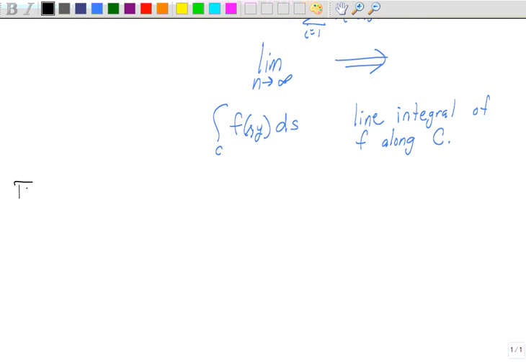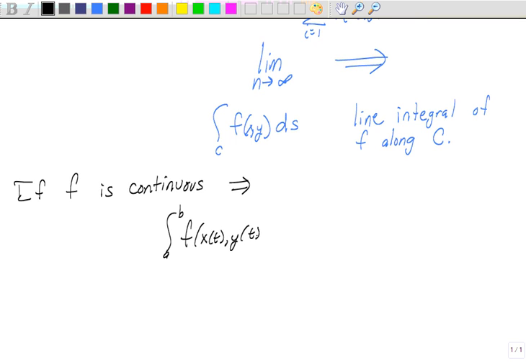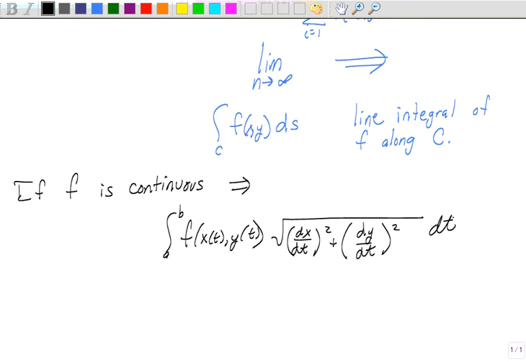All right, if f is continuous, then this is equal to the integral from a to b of f of x of t, y of t times the square root, because this is the arc length, so this part is the ds, which is the arc length, or the length of that arc.